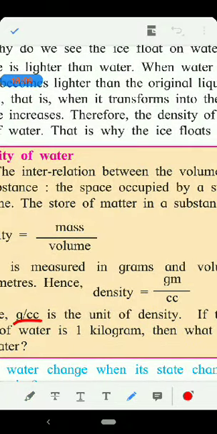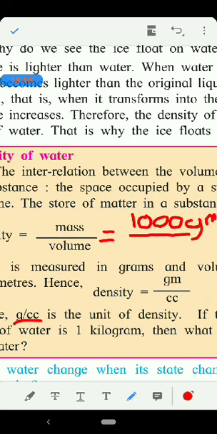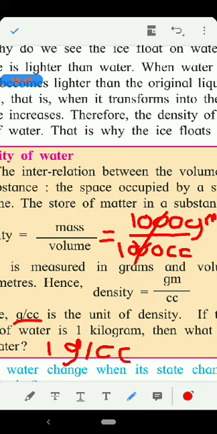Now see, 1 kg is nothing but 1000 grams, and 1 liter means 1000 cc. Now 1000 divided by 1000 will be 1. So the answer for this will be 1 g per cc. Got it? So the answer will be 1 gram per cubic centimeter.